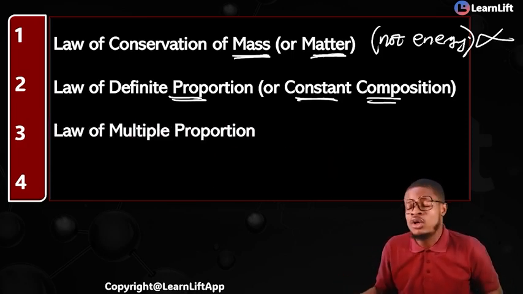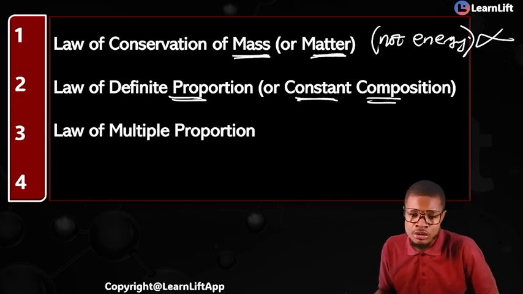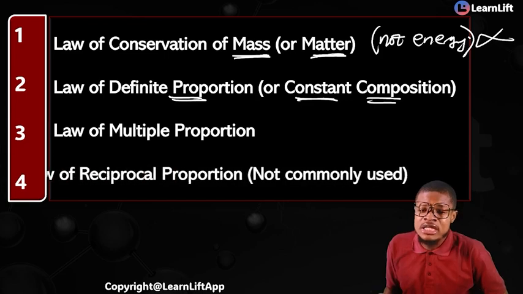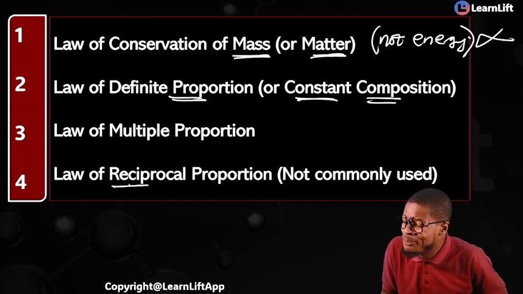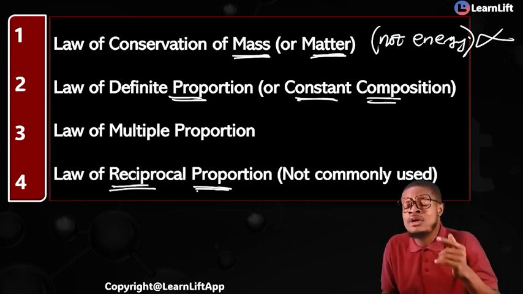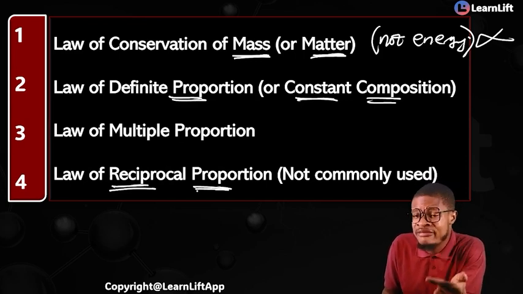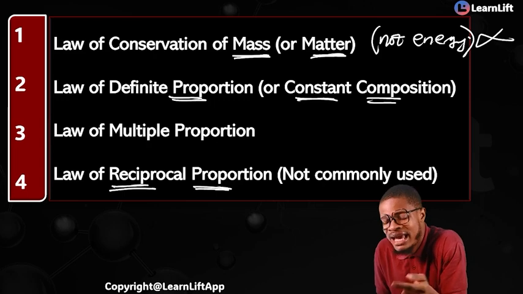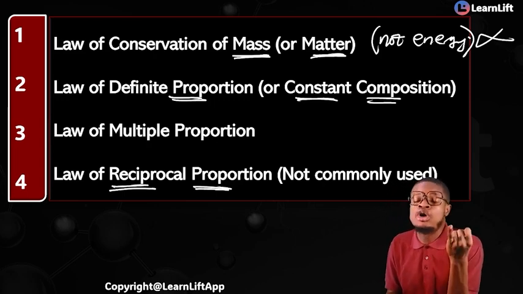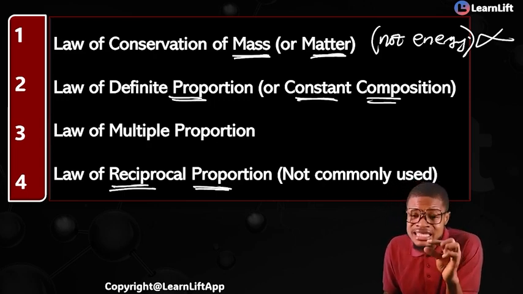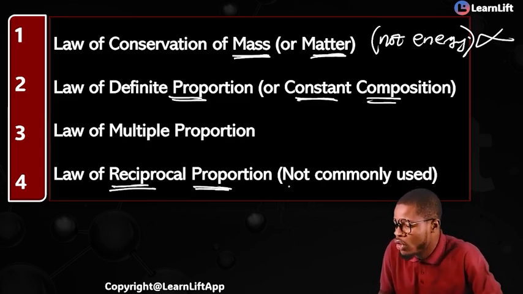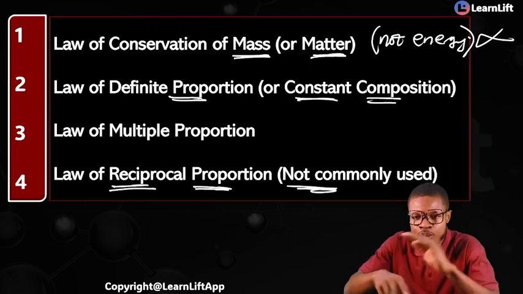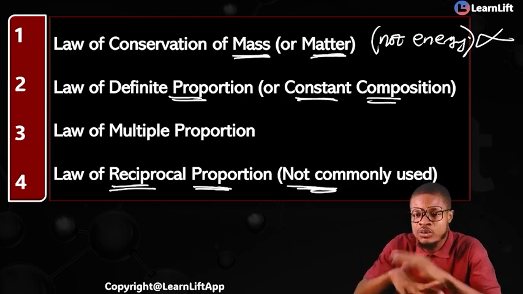Number 3 is what we call the law of multiple proportion. And then number 4 is the one we call the law of reciprocal proportion. Because the word reciprocal also means inverse, it is also called the law of inverse proportion. Either you call it reciprocal proportion or the law of inverse proportion. But please, this 4th law is not commonly used. In other words, JAMB doesn't stress you with questions there.